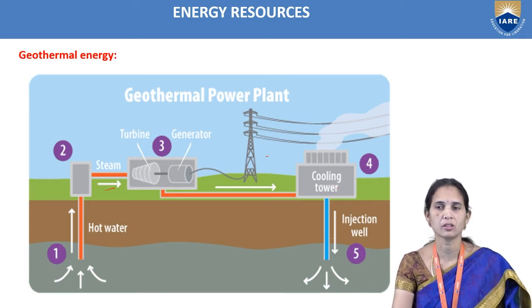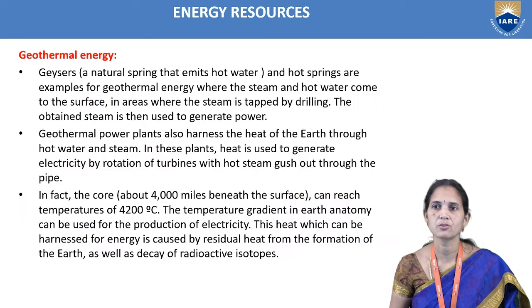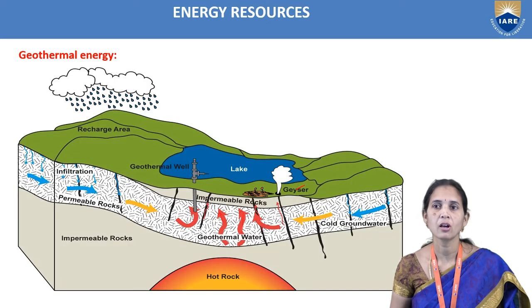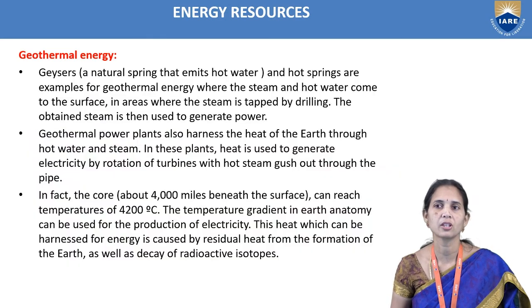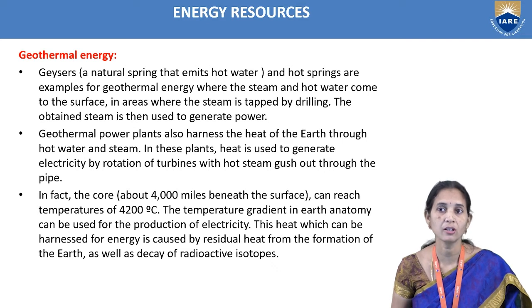Again, we are passing into the underground. So we can observe in this diagram very clearly how a geothermal power plant works, how we are collecting hot water and converting it into electrical energy. In these plants, heat is used to generate electricity by rotation of turbines with a hot steam gush out through the pipe. The core, about 4,000 miles beneath the surface, can reach a temperature of 4,200 degrees centigrade. The temperature gradient in Earth's anatomy can be used for the production of electricity.